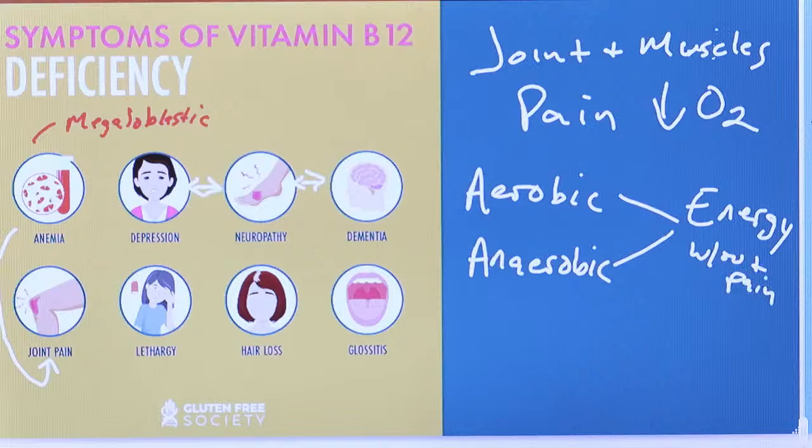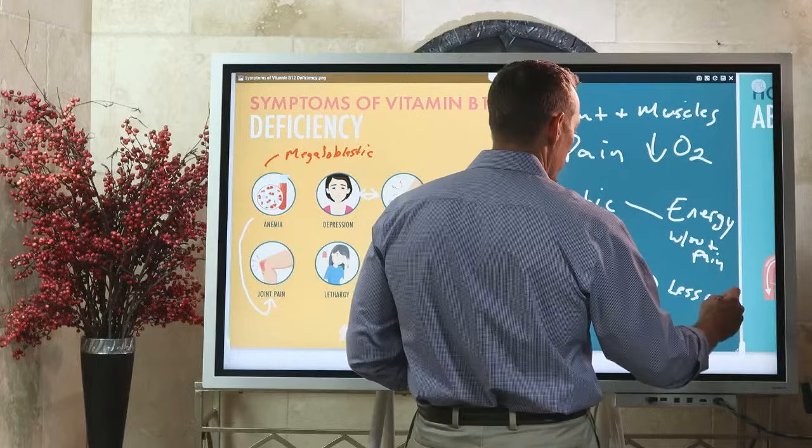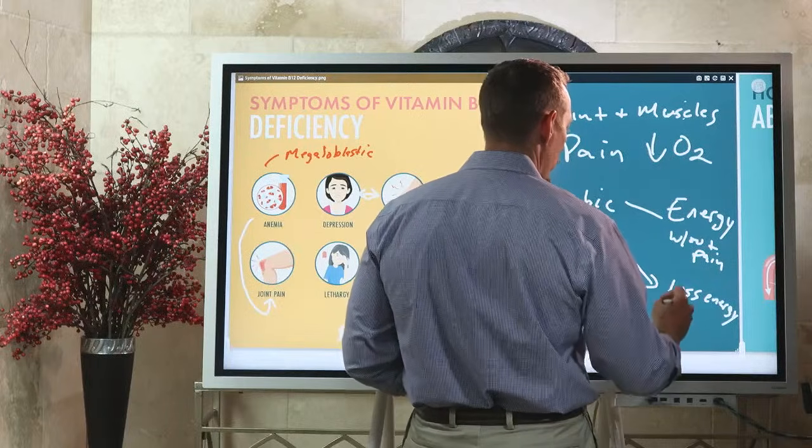If your muscle is generating energy anaerobically, then you get less energy, because it's not an efficient way to generate energy, and it comes with pain.